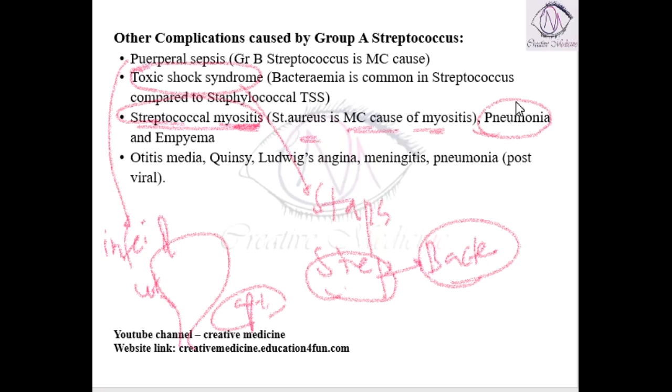Streptococcus can also cause pneumonia, especially community acquired pneumonia. Empyema is infection in the pleural space, which can also be caused by Streptococcus. Streptococcus causes otitis media also. Quinsy, Ludwig's angina, meningitis and pneumonia, all these can be caused by group A beta hemolytic streptococci.